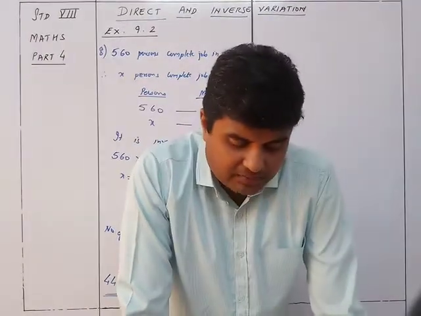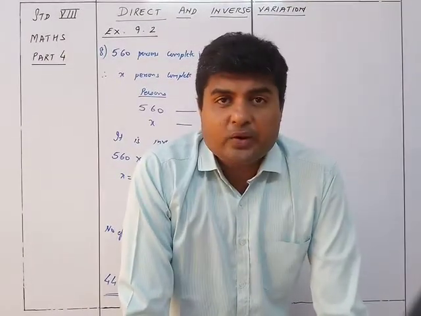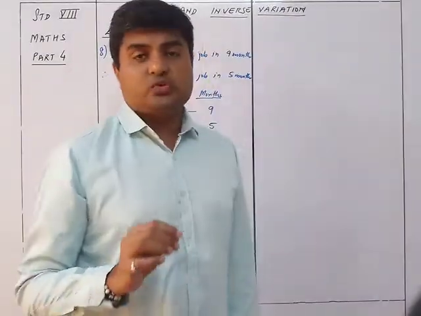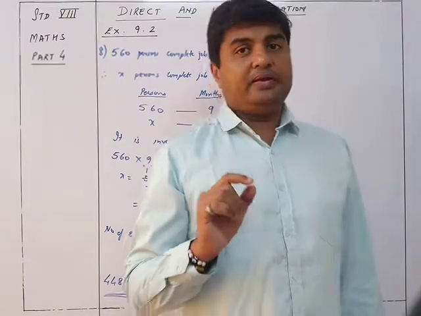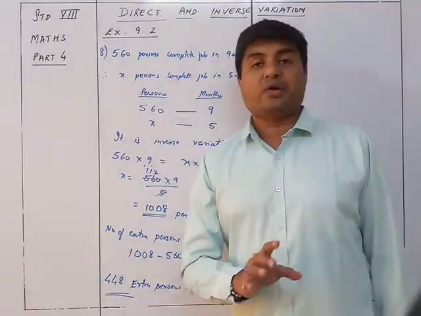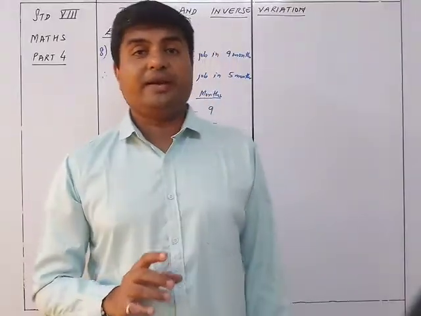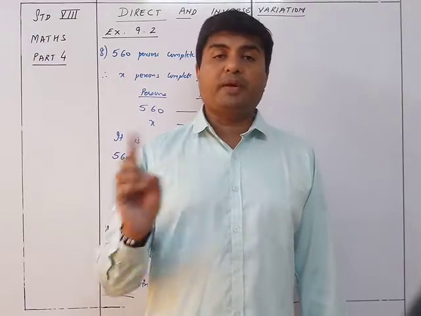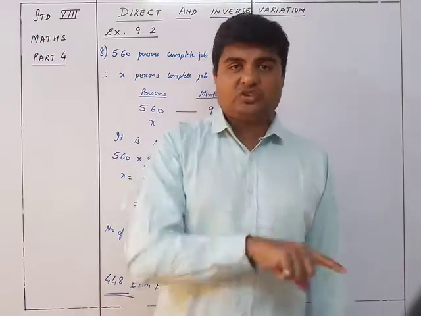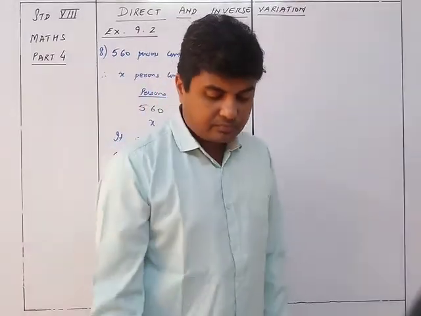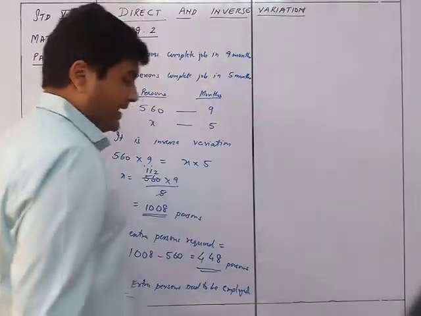So that was sum number 8. The only tricky part over here was that they asked how many extra persons will be required. If you write that the number of people required is 1008, you are going to get it wrong because the answer is not 1008, it is 448, because they asked not the total number of people required, but how many extra people will be required. Okay, so that was sum number 8. We now move on to sum number 9.